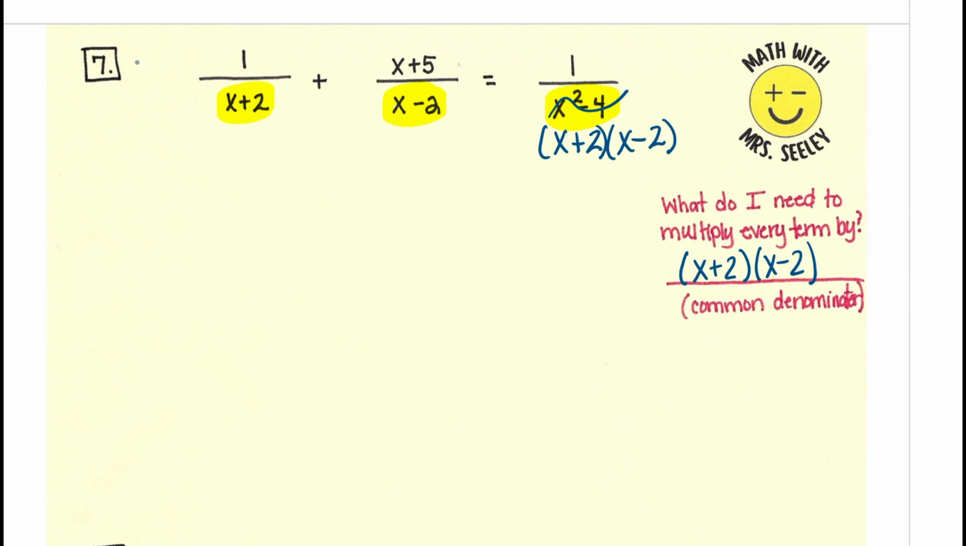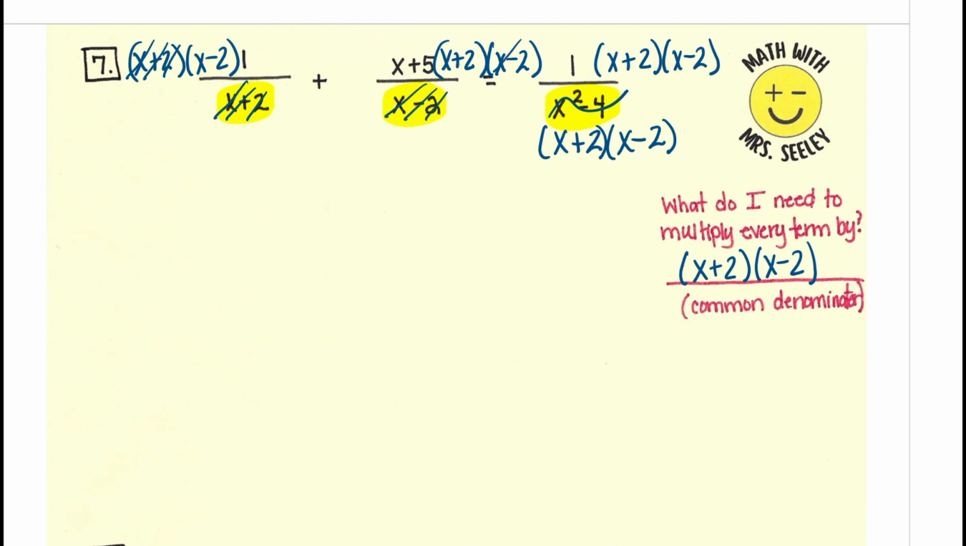We will multiply by an x plus 2 and an x minus 2 to u, an x plus 2 and an x minus 2 to u, and an x plus 2 and an x minus 2 to u. All right, let's cancel what we can. The x plus 2's will cancel. The x minus 2's will cancel. And here, they both cancel. All right, let's see what we're left with.